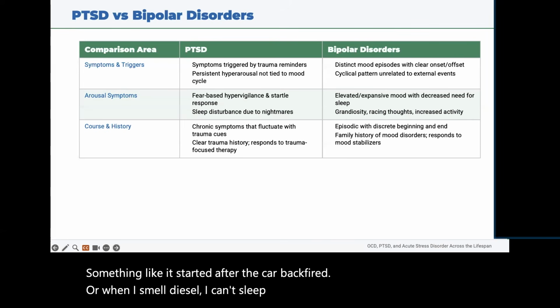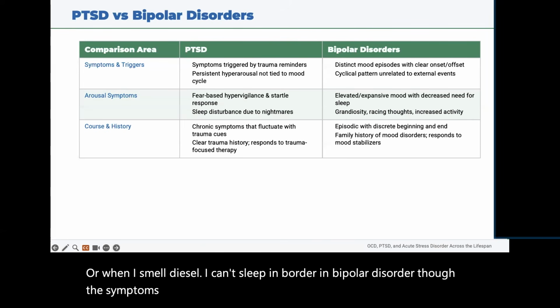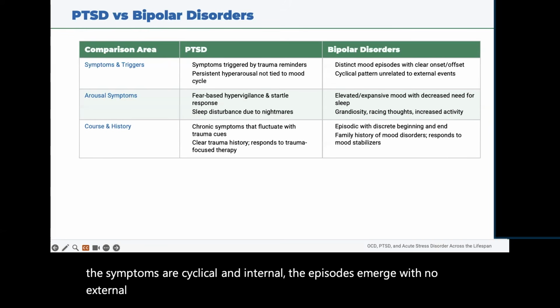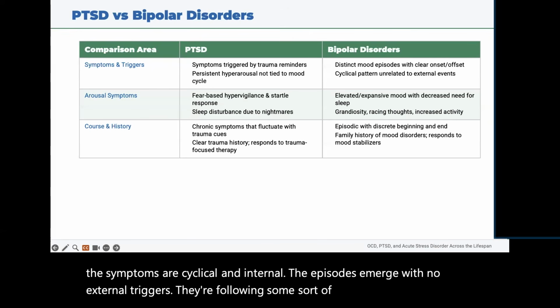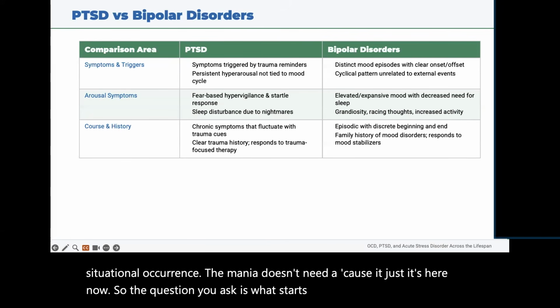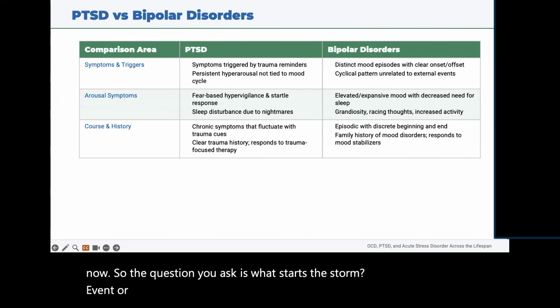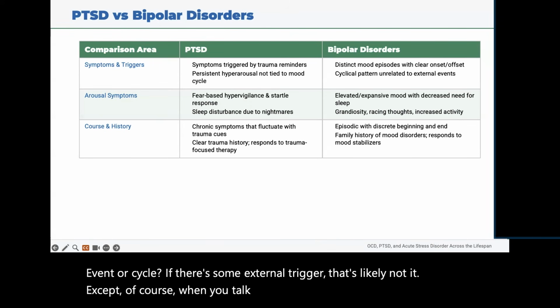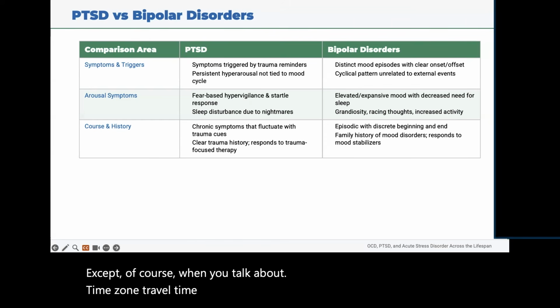In bipolar disorder, though, the symptoms are cyclical and internal. The episodes emerge with no external triggers. They're following some sort of biological rhythm, not a situational occurrence. The mania doesn't need a cause. It's here now. So the question you ask is, what starts the storm, event, or cycle? If there's some external trigger, that's likely not it. Except, of course, when you talk about time zone travel. Time zone travel can be a trigger for manic episodes, but we'll talk about that.